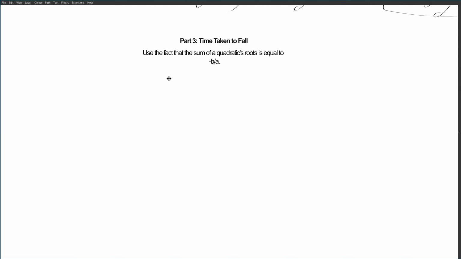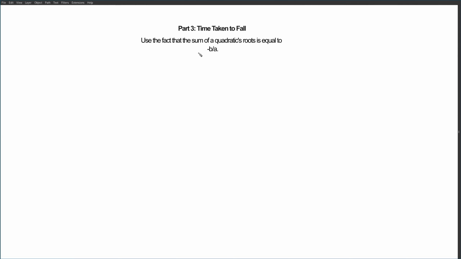Now for the time taken to fall. We're going to use the fact that the sum of quadratic roots is always equal to negative b over a. Why does that matter here? Because in projectile motion, one root is just 0. If we happen to know the other root, just call it r, then 0 plus r is equal to negative b over a. And then from there, r is simply equal to negative b over a. No quadratic formula necessary to find the total time taken to fall.